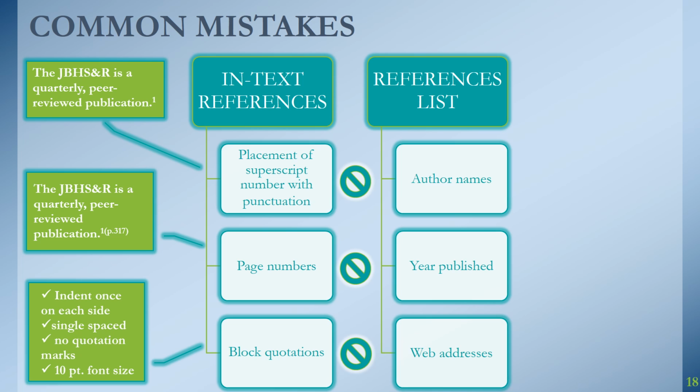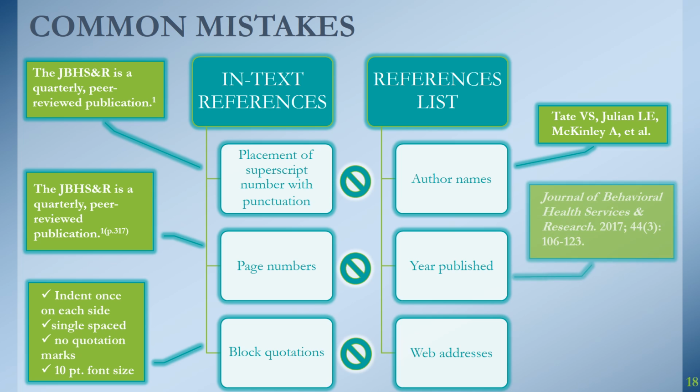The number 1 mistake made in the references list when using the JBHS&R citation style is formatting the author names. As you can see here in the example, only the first 3 author names are listed, there are no commas between author last names and initials, and there are no periods between author initials. Next, the placement of the year published. This should occur near the end of the reference with the volume, issue, and page numbers.